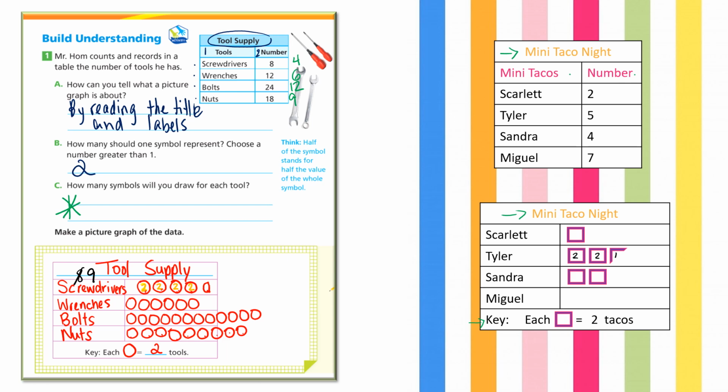And Miguel eats 7. I know that 7 is not an even number, so I'm not going to have complete symbols. So let's see. Let's count by 2s. 2, 4, 6. If I add another one, I'm going to have 8. So I'm going to add half of a symbol, and that represents 1. So 2, 4, 6, 7. So now I have my picture graph for mini taco night, with all of my symbols.